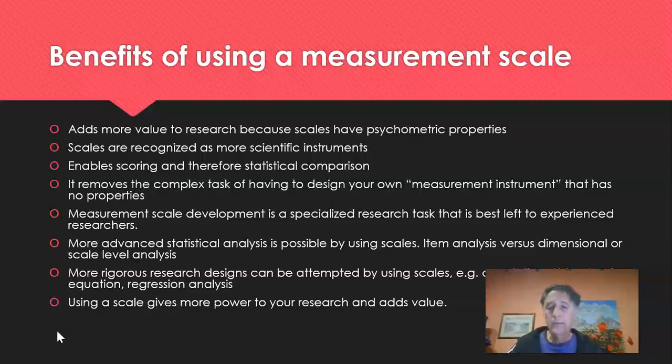Like I've said, using a standardized scale gives you the ability to do more advanced statistical analysis. You can think for yourself that if you use your own tool that you have devised, you can only do frequencies and descriptive statistics, all right? And that is at item level. But with scales, you can use the whole scale, the score on the whole scale, or on the different dimensions. And you can do far more advanced statistical analysis by using standardized scales.